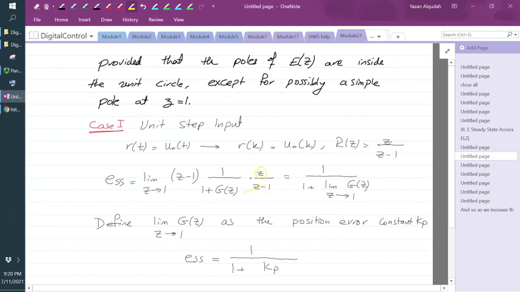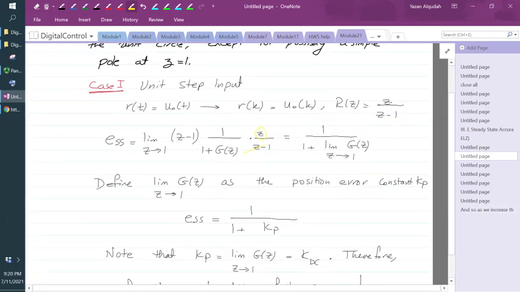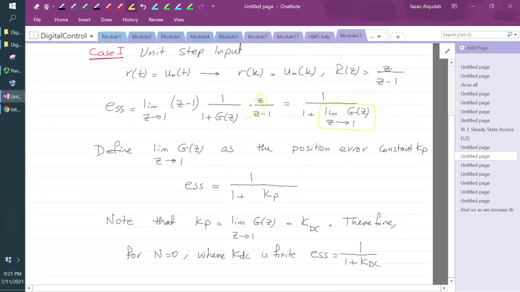Now what we're going to do is define this limit of g of z as z goes to 1 as the position error constant Kp. So therefore, the steady state error can be expressed as 1 over 1 plus Kp, where Kp is equal to the limit as z goes to 1 of g of z. And this is the position error constant.